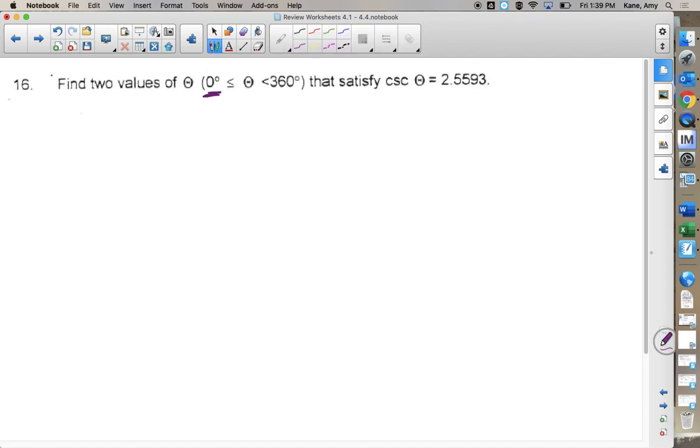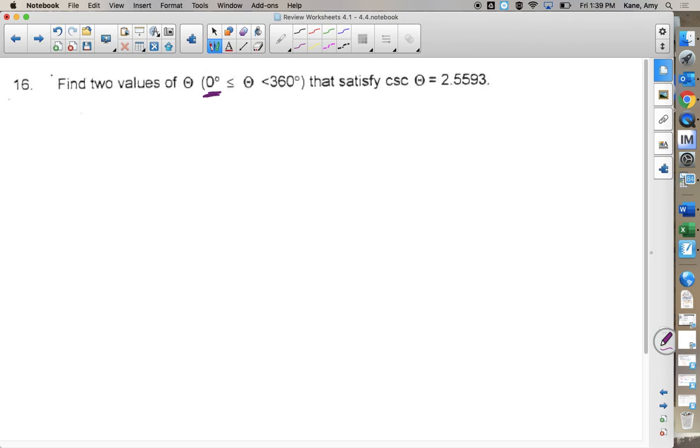Right, it starts at 0, it's not negative. So if it starts at 0 and goes to 360, then I need two positive. And it's always 2 or 4. It's never 1 or 3, because odd numbers get left out. So you either have 2 angles or you have 4 angles. But this is saying just find positive angles from 0 to 360 that satisfy the fact that the cosecant is 2.5593.